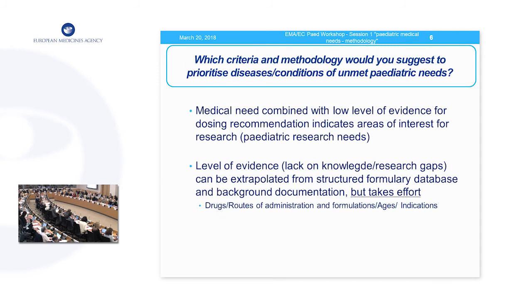So if you combine this medical need with the low level of evidence that there might be for our dosing recommendations, that's where you come to the pediatric research needs. Within our Dutch Pediatric Formulary, we have documented what is known about a drug for off-label use. This can be extrapolated from our database, but it takes time and effort. But it might be a good idea and helpful to identify unmet pediatric needs.